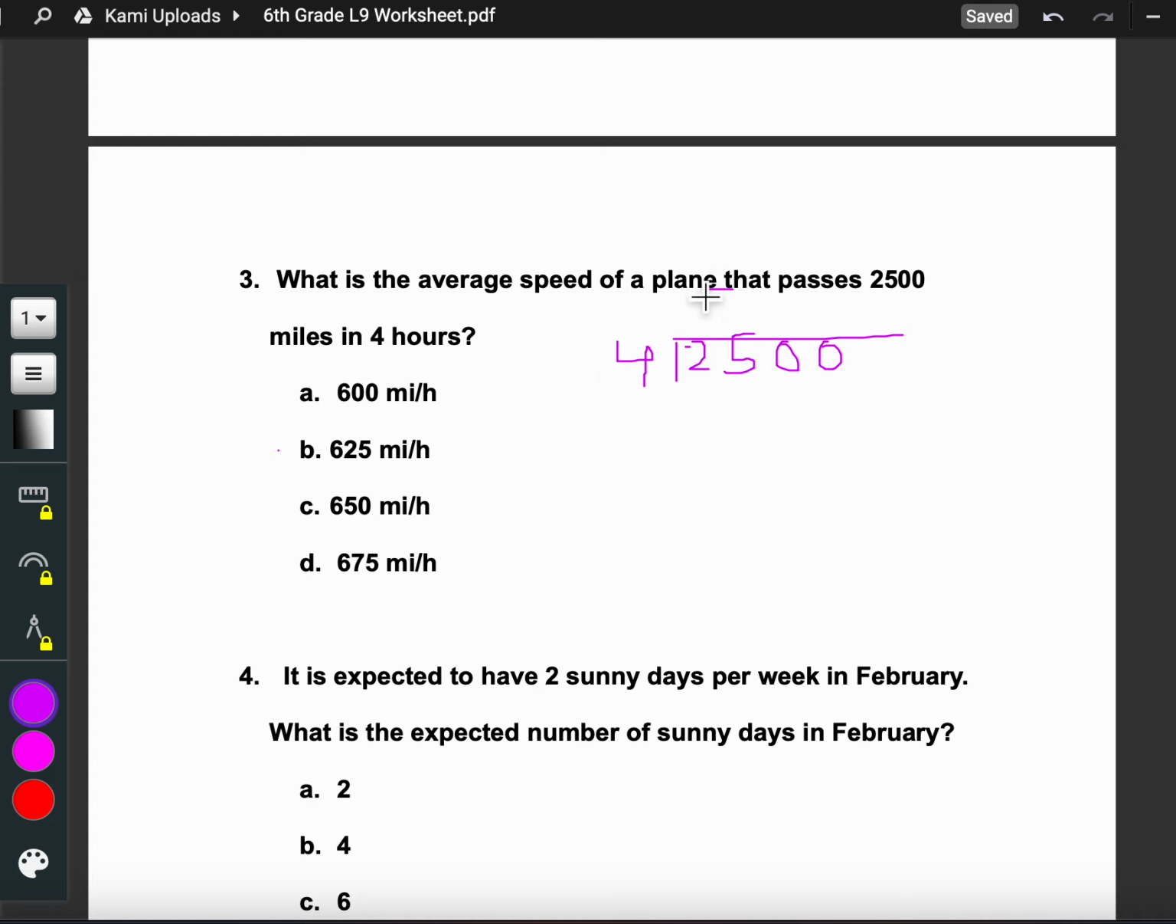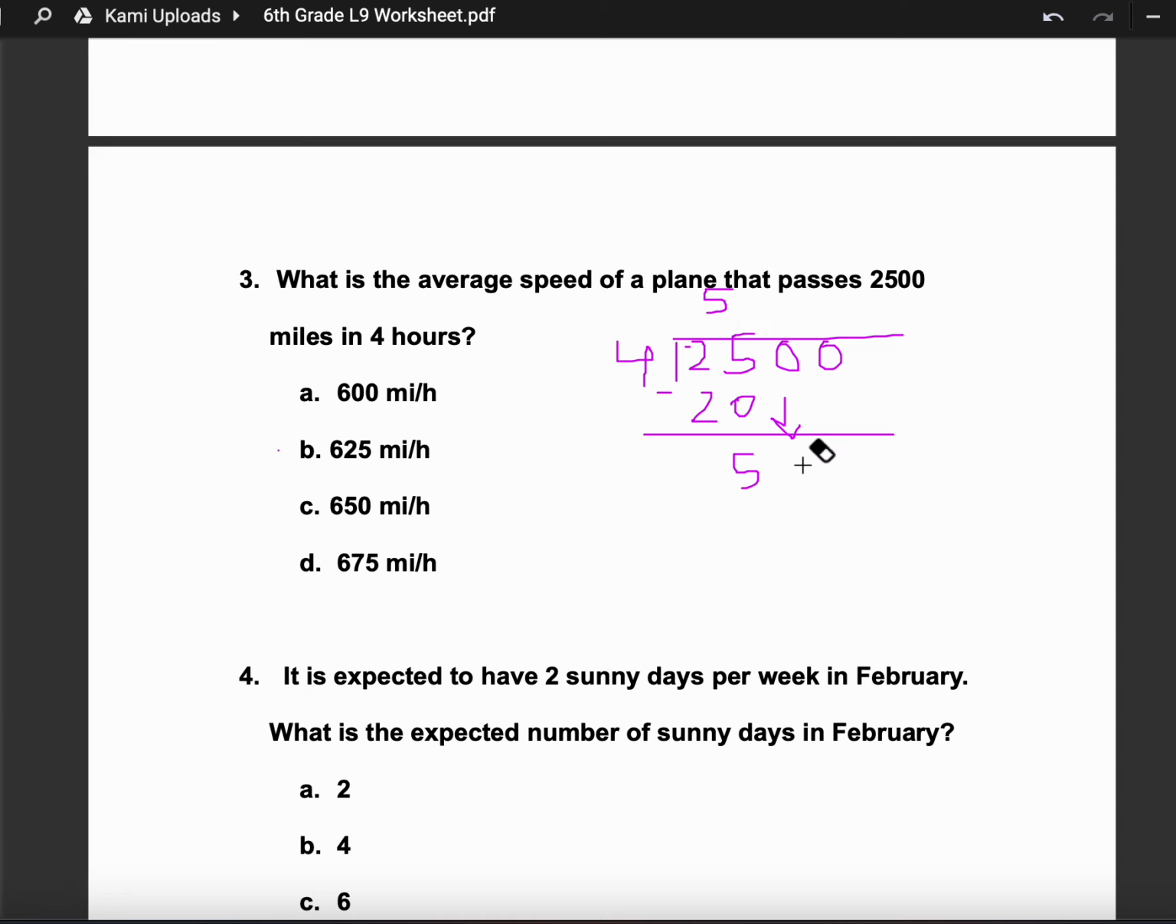So 4 times 5 is 20. Bring the 5 down. Bring the 0 down. Then we have 4. Oh, sorry. Wait, before we bring it down, let me go back. Hold on. Okay.